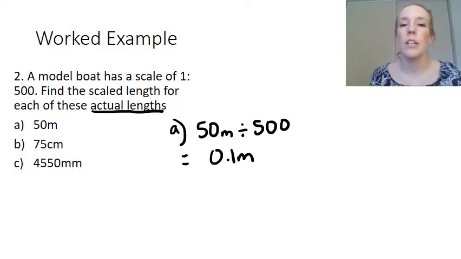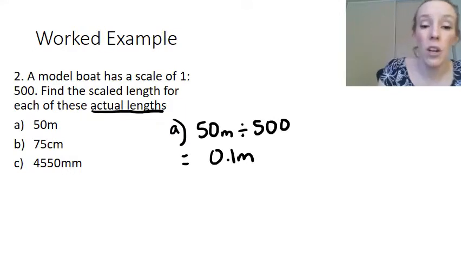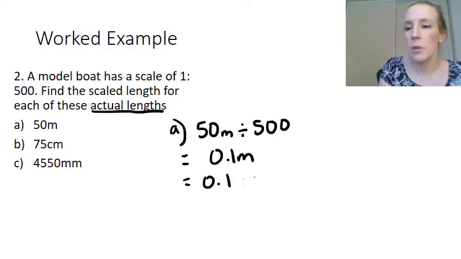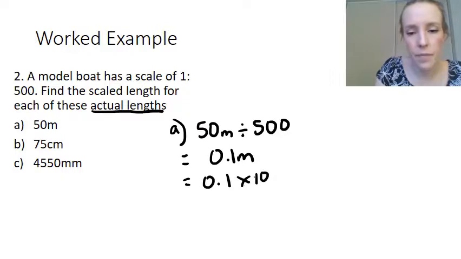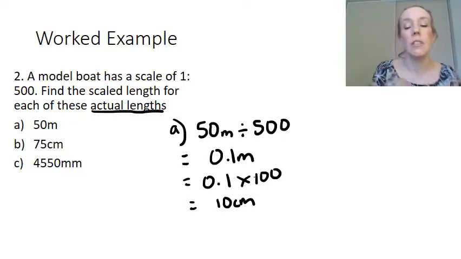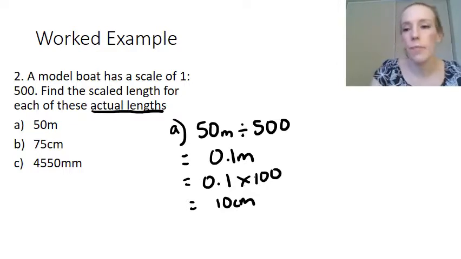Again, that's not really a unit that we use, so we're going to convert that to centimeters. So we're going to multiply by 100. So that's 10 centimeters. So there we go. So 50 meters on our boat will equal 10 centimeters on our model.